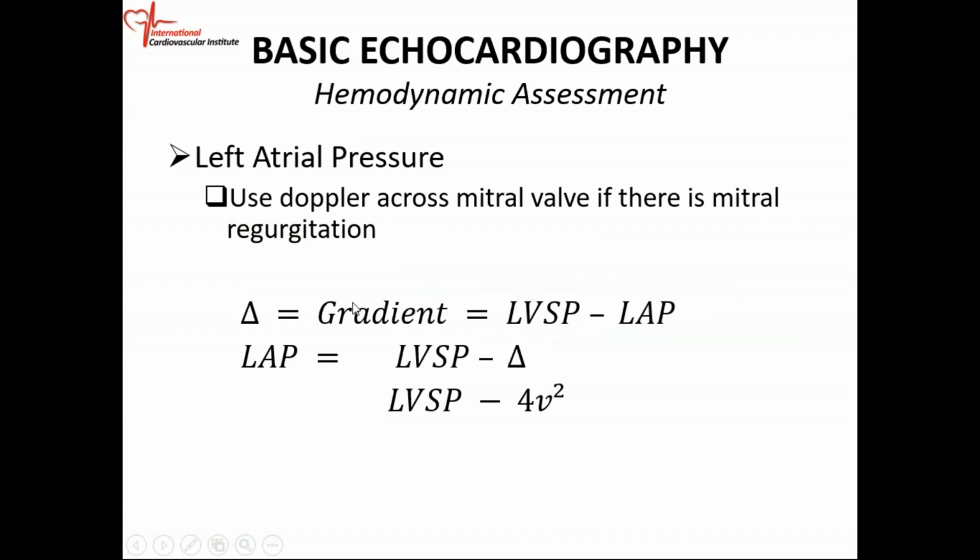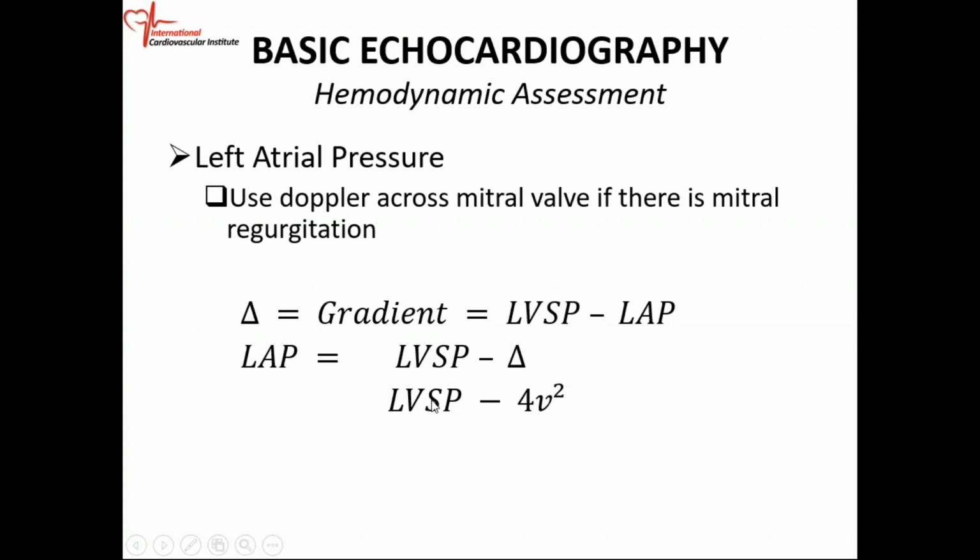Once you have mitral regurgitation, you take the MR velocity, you square the velocity, and you multiply it by 4. So 4v squared, that is the gradient. Once you rearrange the equation, then you see that left atrial pressure is equal to the left ventricular systolic pressure minus the gradient. And again, the gradient is just squaring the MR velocity multiplied by 4. And then this is the left atrial pressure.